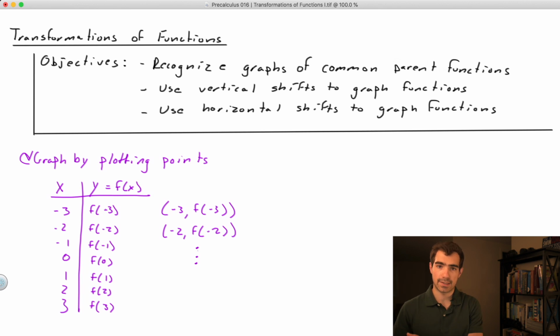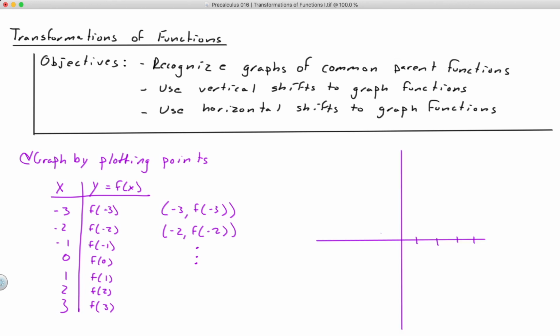And then we take these points and plot their coordinates on the Cartesian coordinate plane. We use the x values to determine how much we move left or right horizontally, and then we use the y values, or the f of x values, to determine how much we move up or down vertically. Here's our x, here's our y, or our f of x axes.